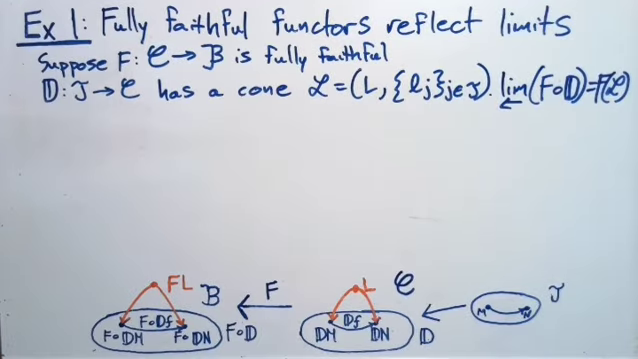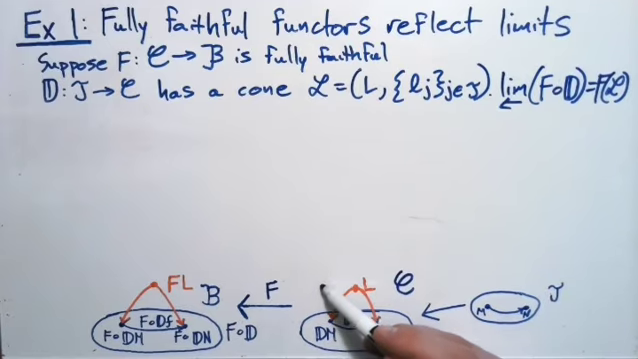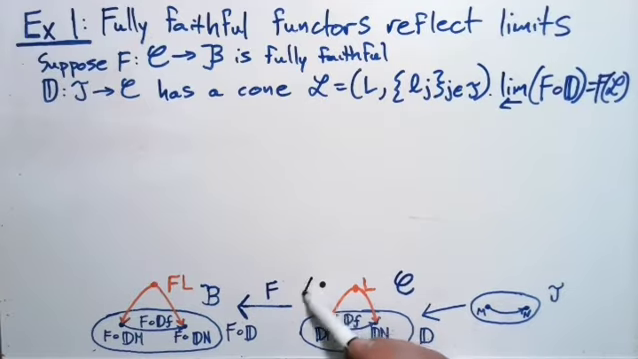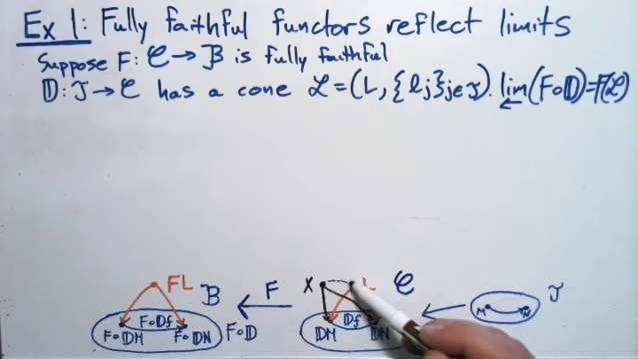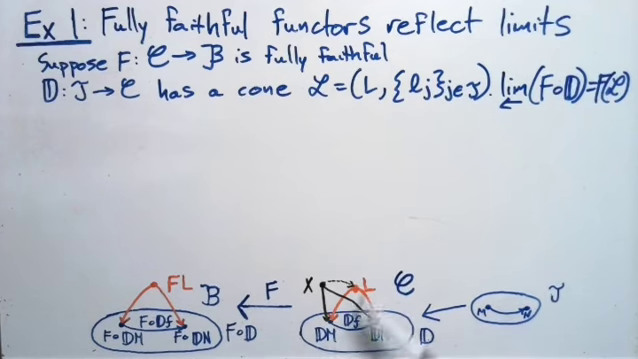So how do we do that? Well, we need to show that if there's some other cone with maybe vertex X and legs XJ for each J, that there's a unique mediating morphism going from X into L such that all of the legs commute, right? It's a cone morphism going from this cone to this cone, and shows that L is a terminal cone. So we have that L is a limit.